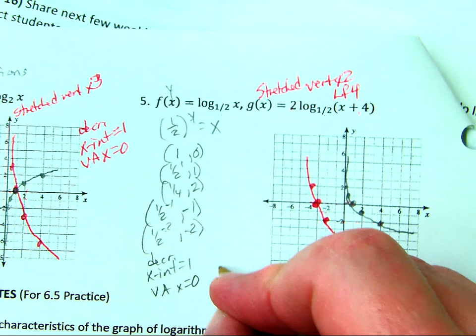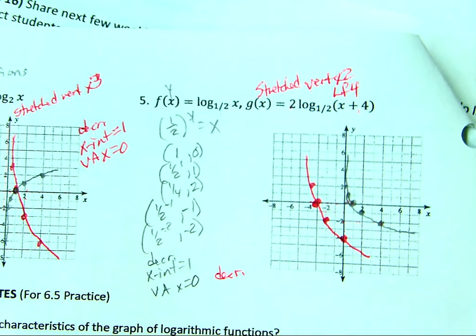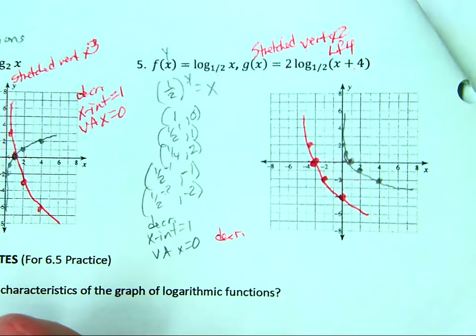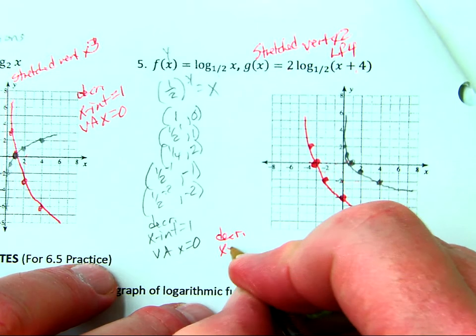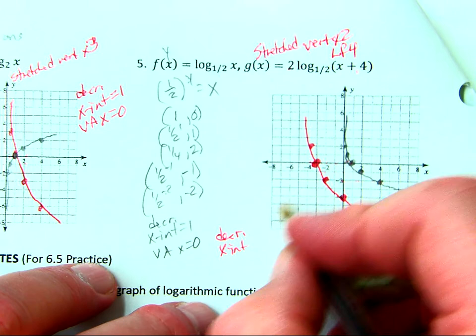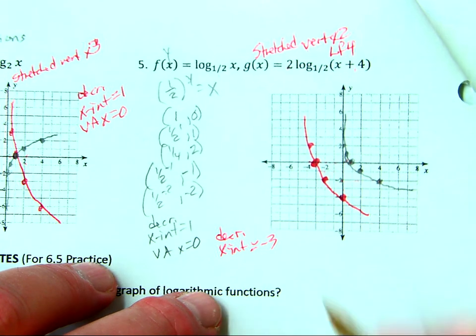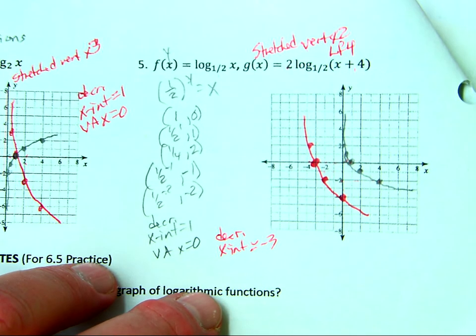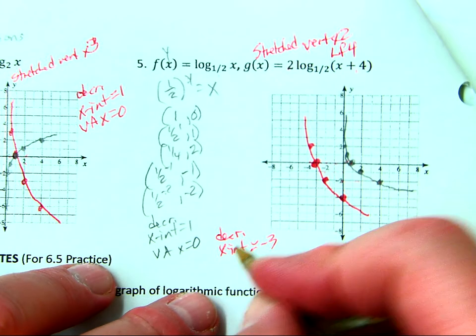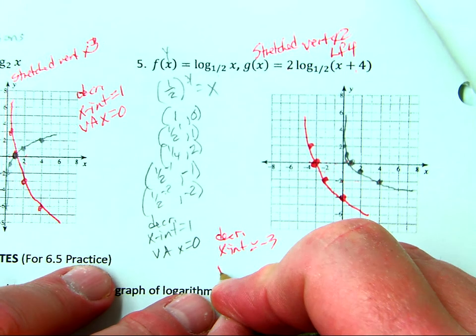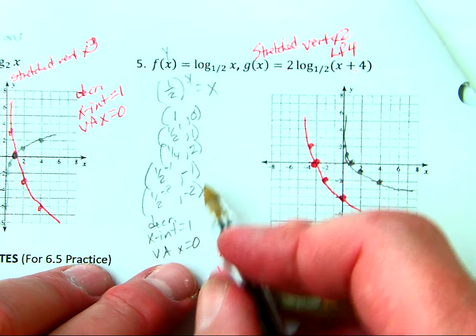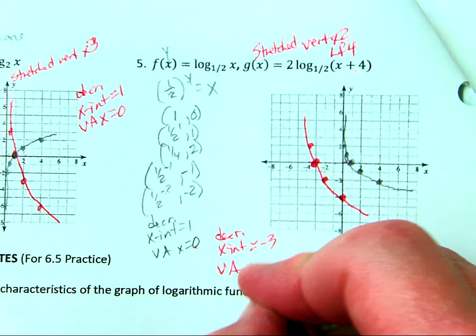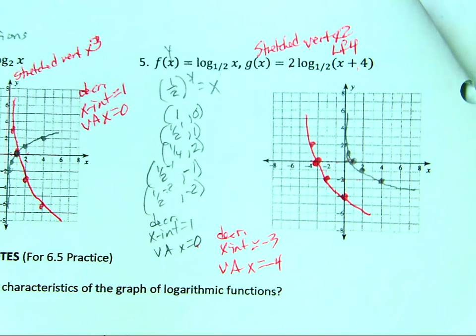Notice it's still decreasing. Since we moved it left 4, it has an x-intercept of negative 3. And, I didn't draw my drawing very well, it's going to have a vertical asymptote. Since we moved left 4 from x equals 0, that'd be x equals negative 4 to draw the vertical asymptote.